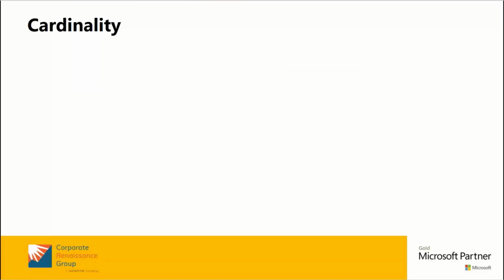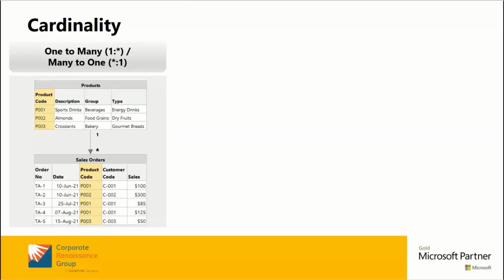What is cardinality? It means the unique number of values in a set, unique number of values in a table or in a bucket. So when we talk about Power BI data modeling, there is one cardinality type which is called one to many. Let me explain this to you with an example.